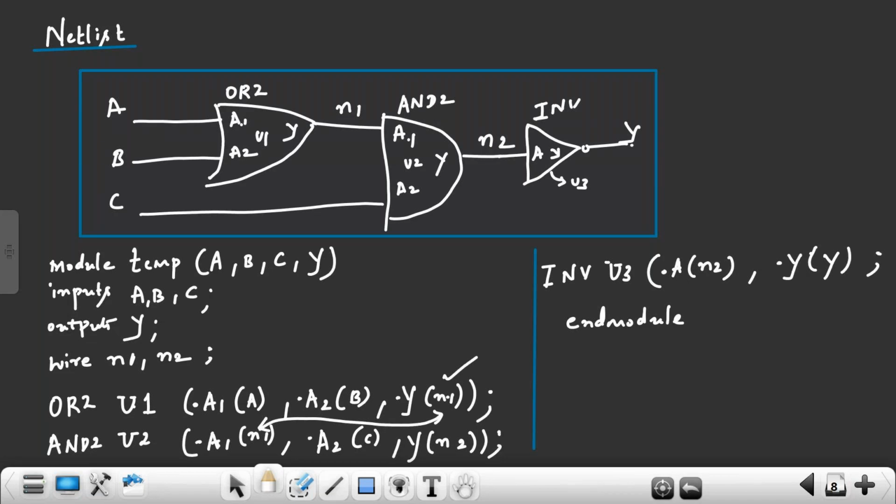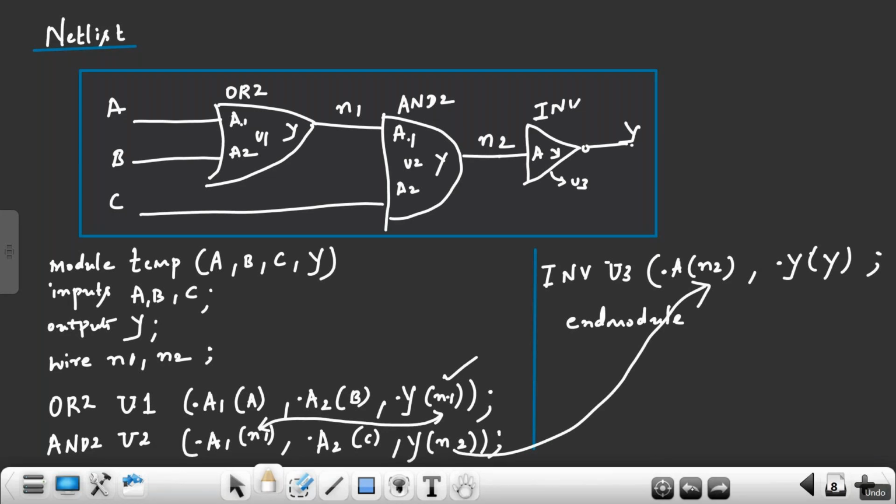Any tool, if I give only this netlist, my tool can identify the connection, because N1 net is output of what? Y, and it is input for what? A1 pin. So connection is present here. Here also, N2 is output of what? Y pin, and this N2 is input to what? Inverter A pin. So connection is established.